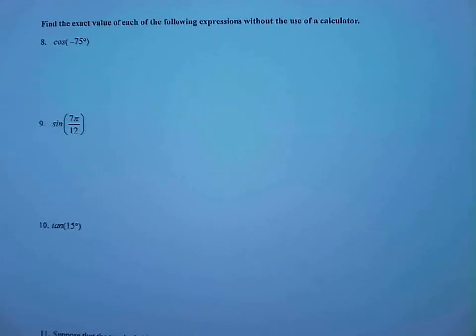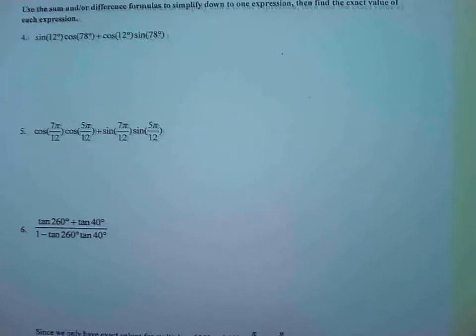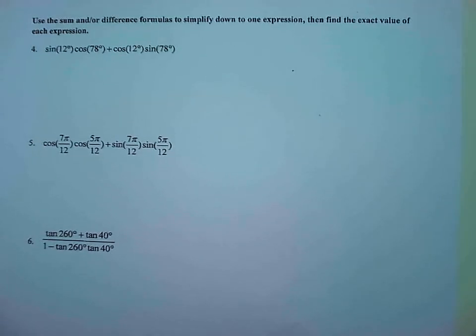And here it says, find the exact value of each of the following expressions without the use of a calculator. Alright, so let's see here. Hold on a second, did I skip a page? I think I skipped a page because now all of a sudden we're at number 8. Yeah, here we go. Here, this is number 4. So, I skipped a page, let me backtrack here. And it says, use the sum and or difference formulas to simplify down to one expression, then find the exact value of each expression. So now we're just going in reverse.